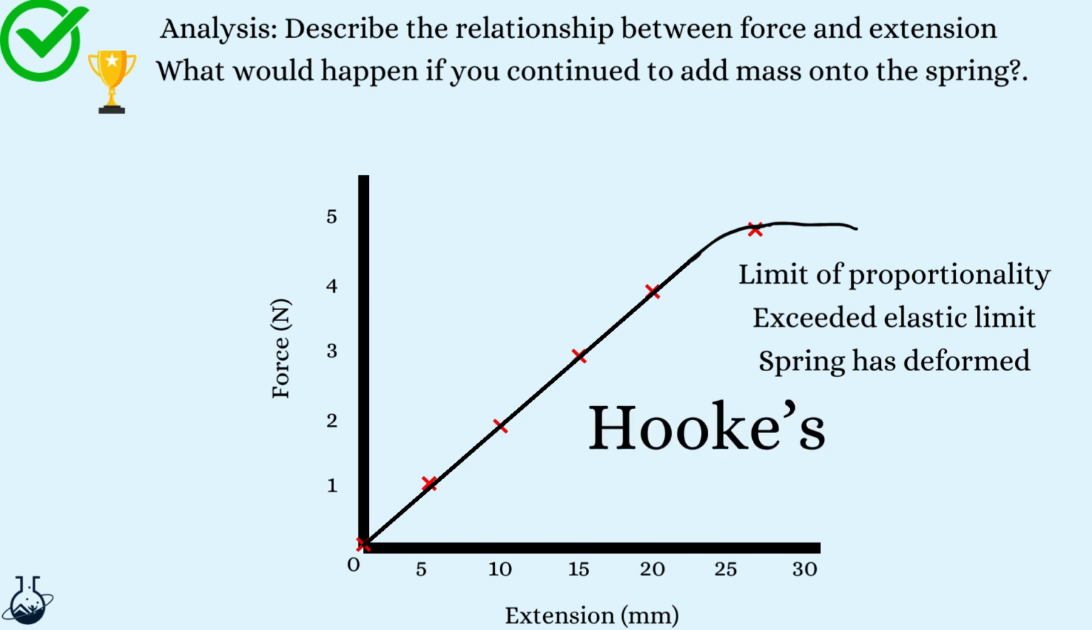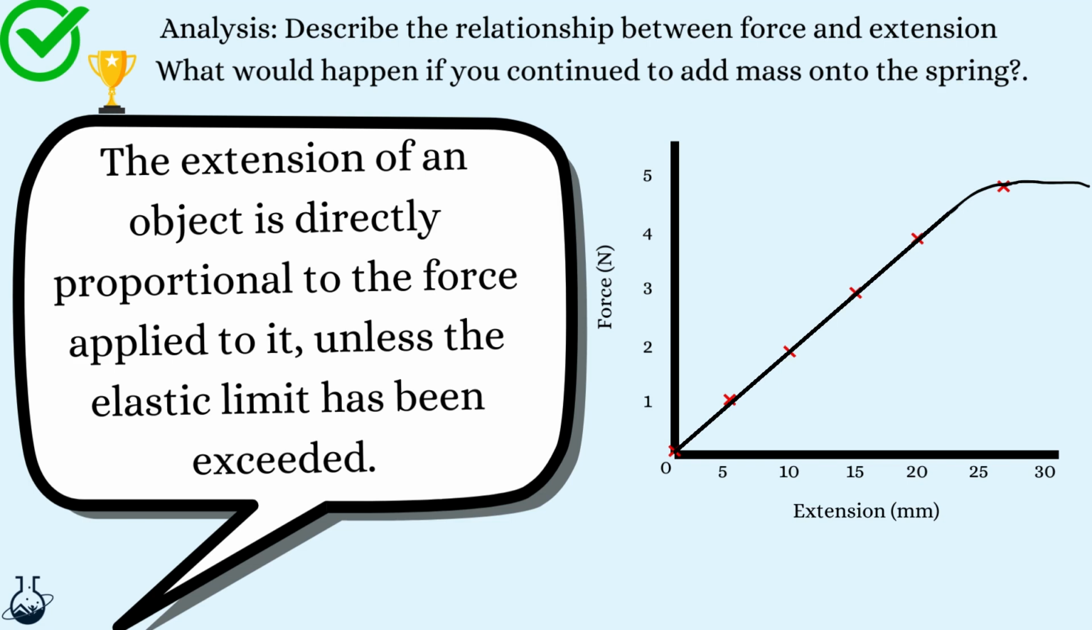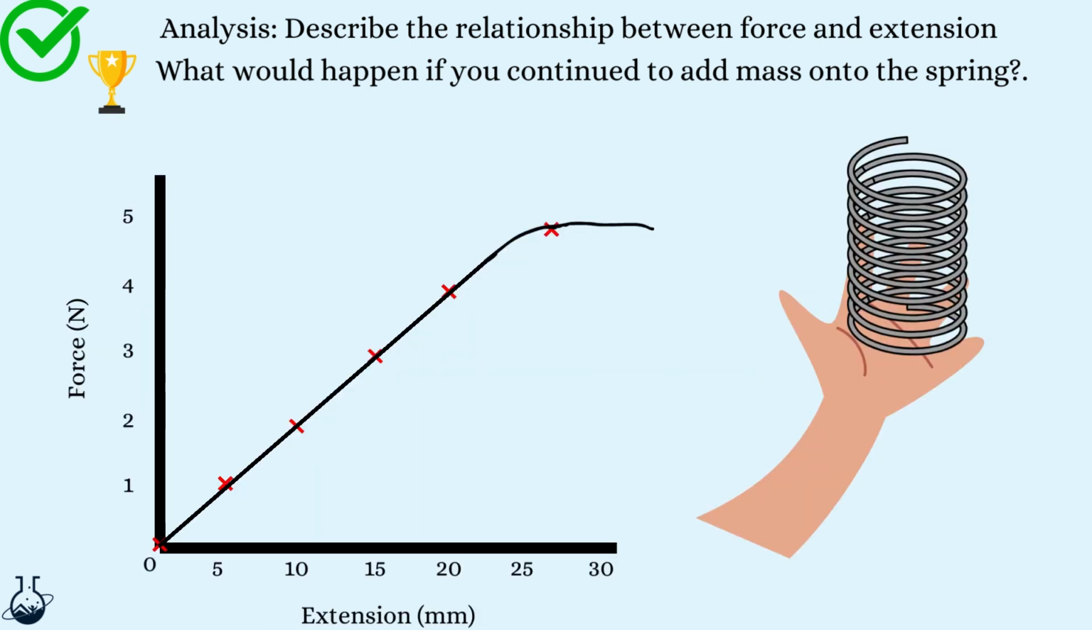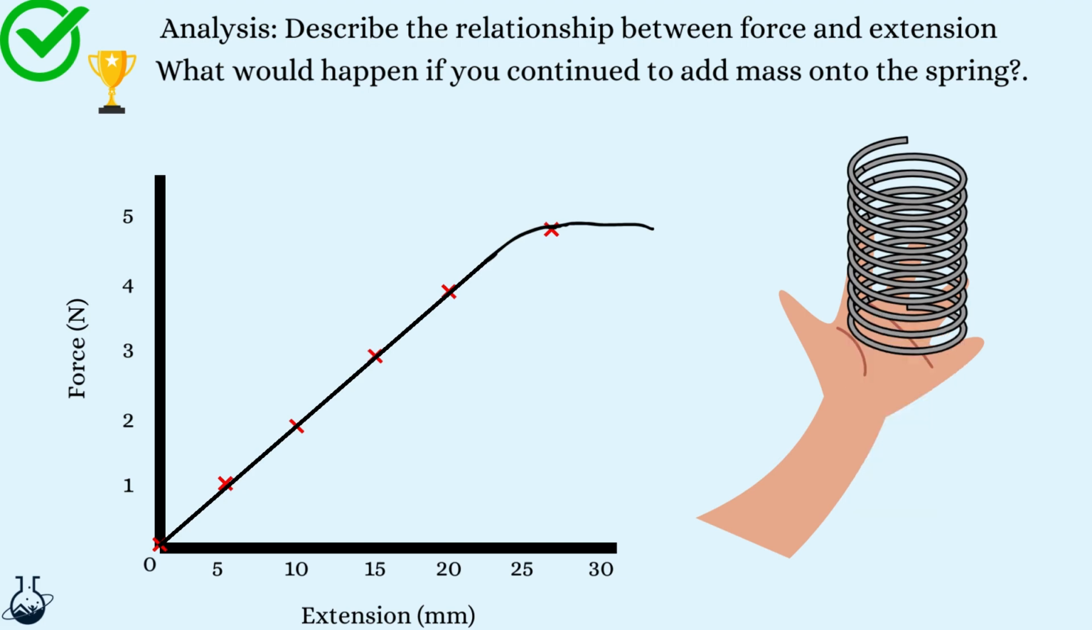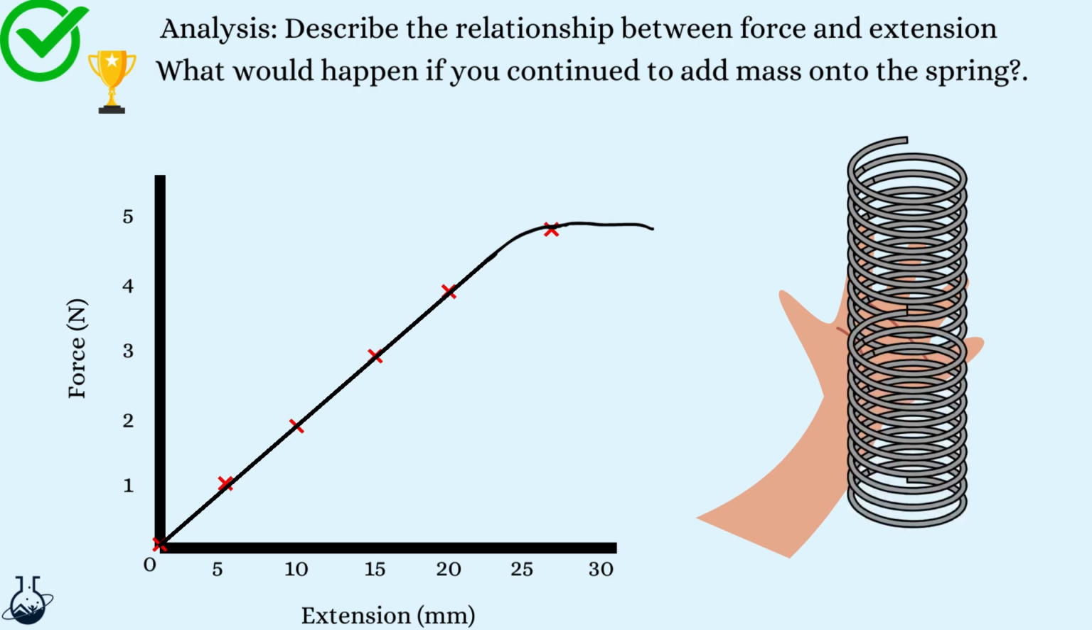This is known as Hooke's law, which states that the extension of an object is directly proportional to the force applied to it, unless the elastic limit has been exceeded. In other words, if I stretch my spring, it will always go back to its original shape, unless I stretch it too much, with too much force, in which case it will be stretched forever, and it will no longer be elastic.